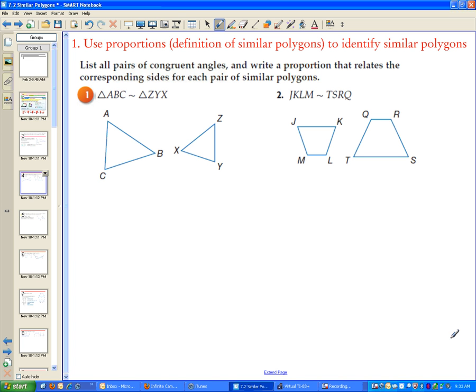So, according to the way this is written, since J is the first angle listed in the first polygon and T is the first angle listed in the second one, they're a pair of corresponding angles, aren't they? And in similar polygons, corresponding angles are congruent. So our first pair of corresponding angles that are congruent is angle J is congruent to angle T.